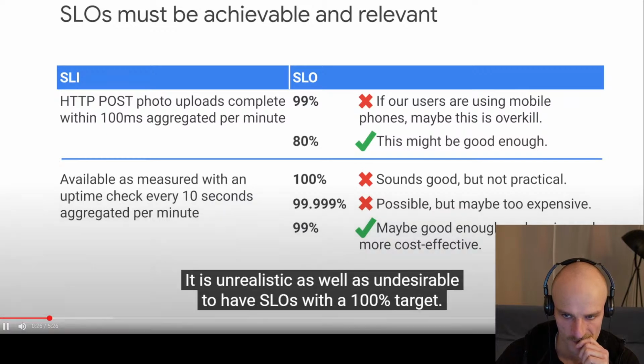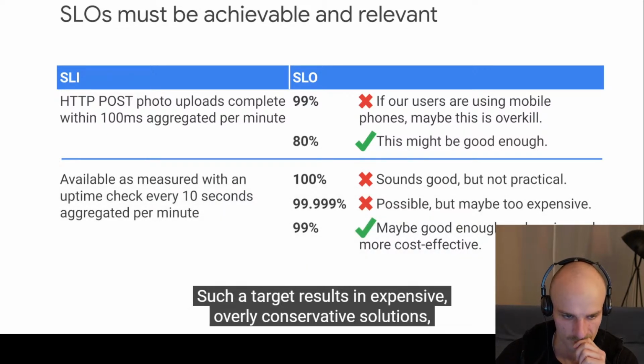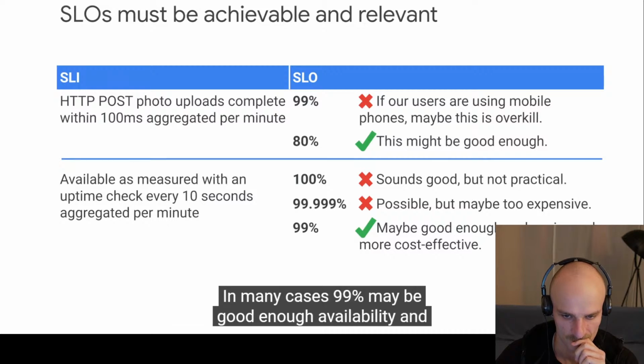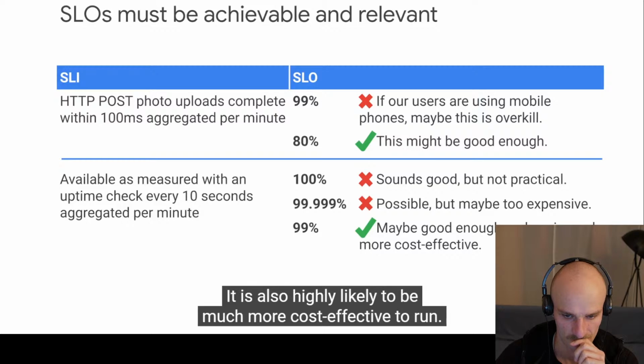It is unrealistic, as well as undesirable, to have SLOs with a 100% target. Such a target results in expensive, overly conservative solutions that are still unlikely to reach the SLO. It is better to track the rate at which SLOs are missed and work to improve this. In many cases, 99% may be good enough availability and be far easier to achieve as well as engineer. It is also highly likely to be much more cost effective to run.